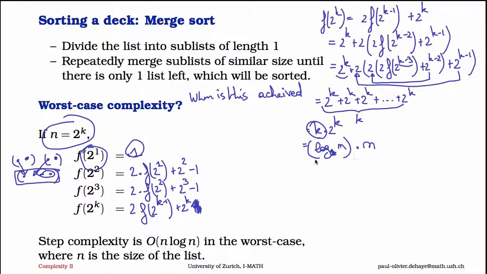So this gives me the conclusion that in the worst case, the complexity is on the order of big O of n log n, where n is the size of the list. Again, a good exercise for you is to try to picture what the initial ordering of the deck of cards should be in order to achieve this worst case scenario.